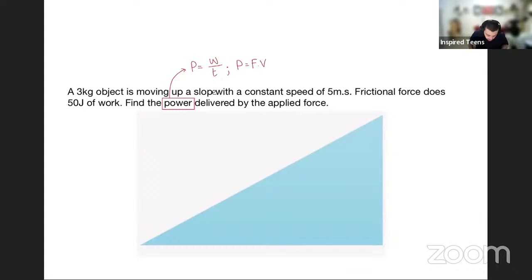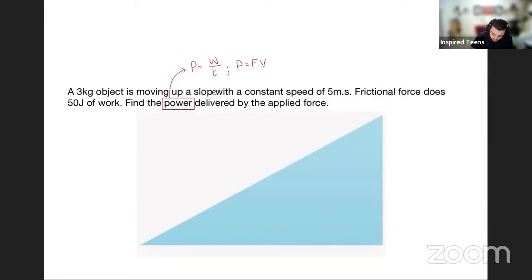So in order to calculate power, think of it this way. This is really important, the sentence is really important. They want the power delivered by the applied force. So anything that we substitute into this formula is going to be about the applied force.